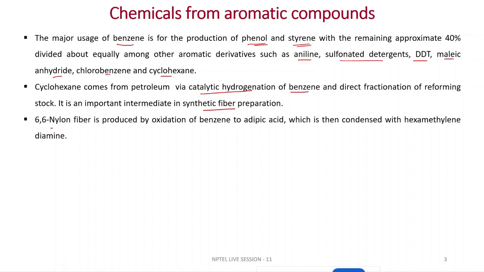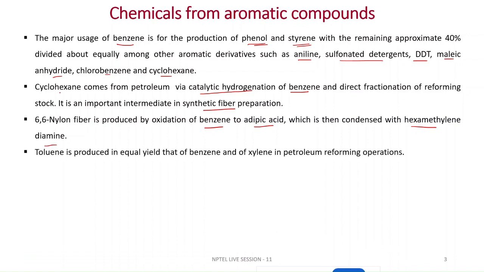Now 6,6 nylon, which is a very popular fiber, is produced by the oxidation process of benzene to adipic acid, which is then condensed with hexamethylene diamine to produce the nylon fiber. So nylon fiber can basically be derived from benzene.